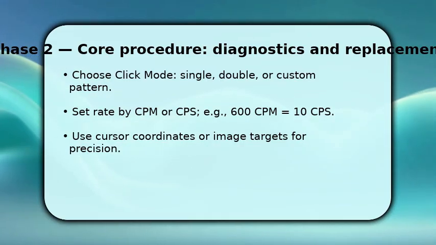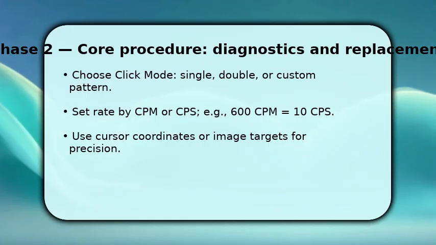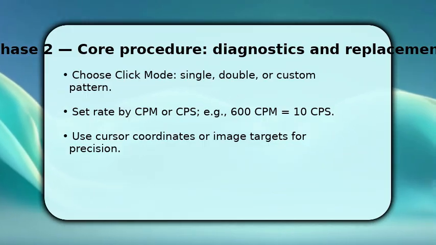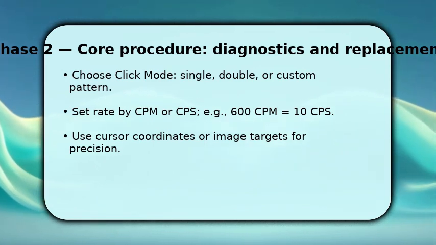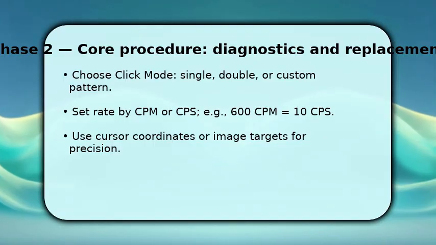Once done, select targeting: fixed cursor coordinates for stable UIs, or image matching for dynamic elements, and add small humanized jitter to avoid unrealistic uniformity. Make sure to preview the sequence before running it full scale.